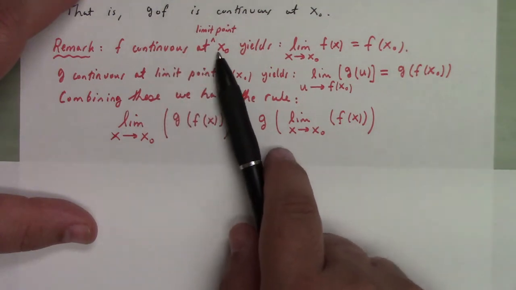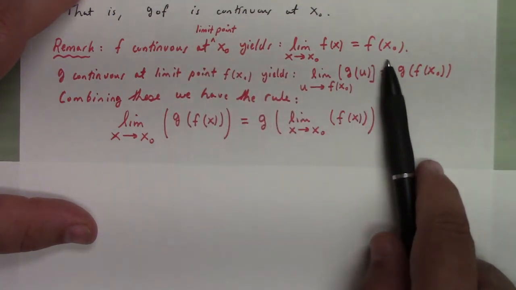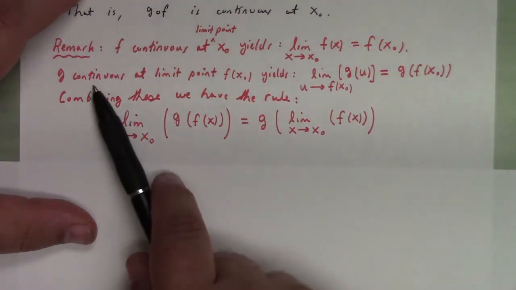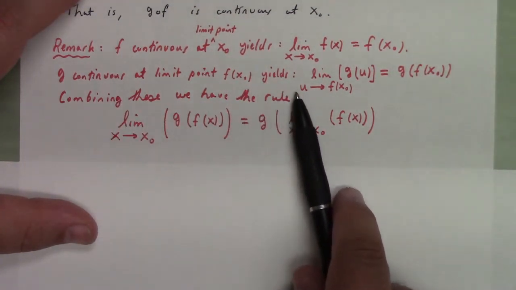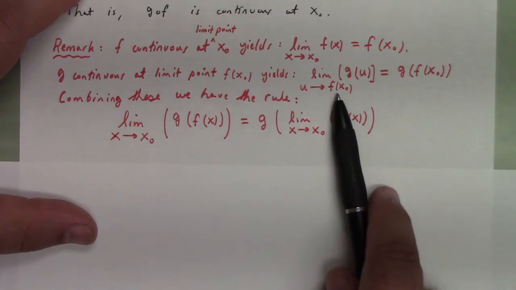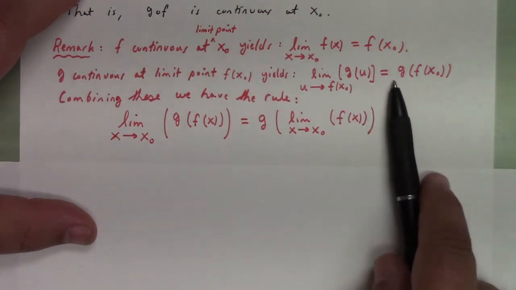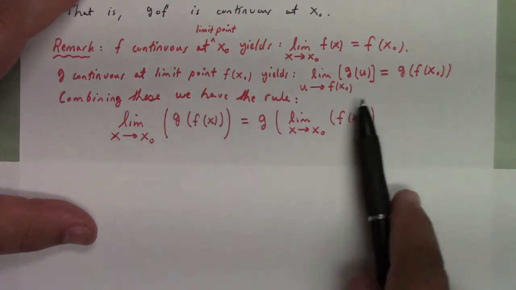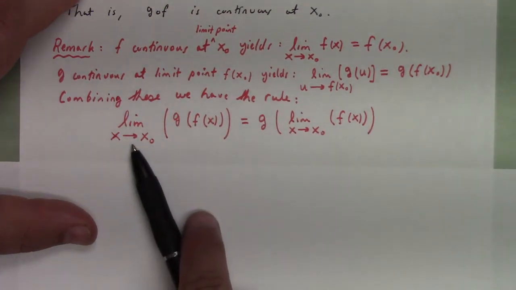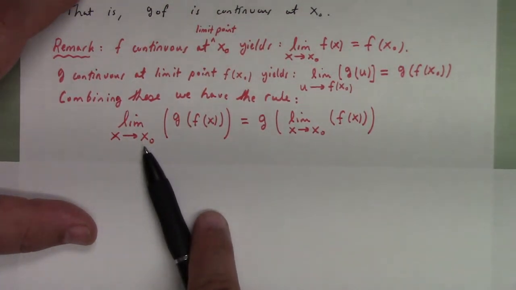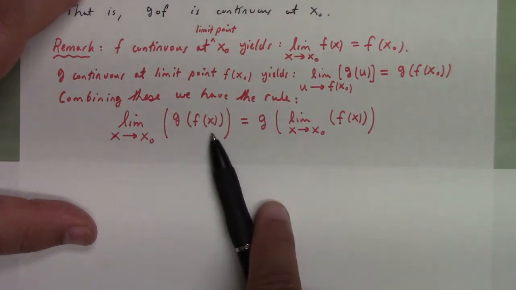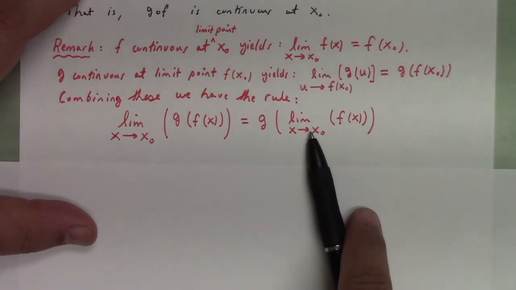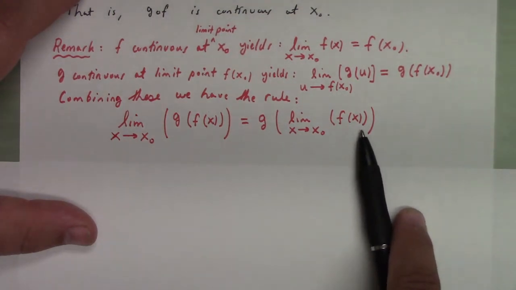So, f continuous at limit point x naught means the limit of f of x as x approaches x naught is f of x naught. g continuous at the limit point f of x naught says that the limit as u approaches f of x naught of g of u is g of f of x naught. And combining these, we actually have the rule: the limit as x approaches x naught of g of f of x is equal to g of the limit of f of x.